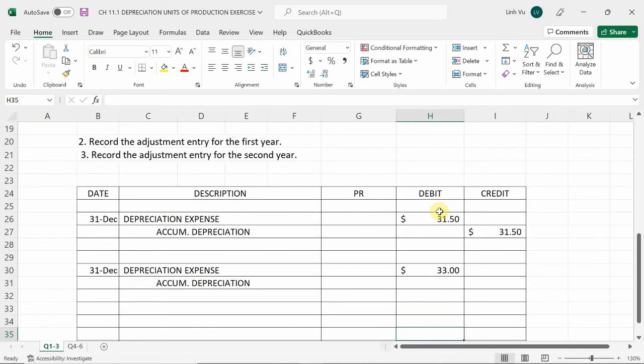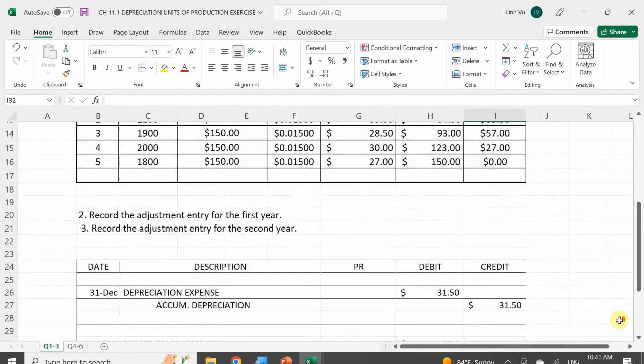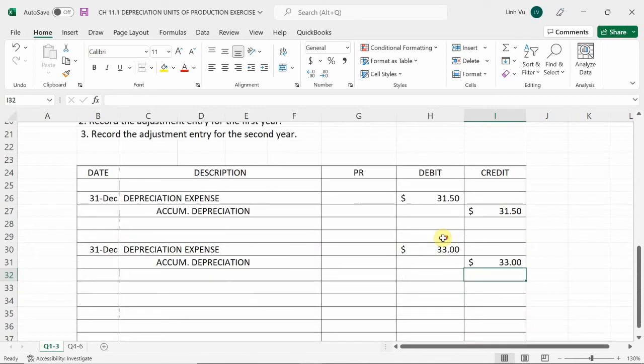Now, what did I mention about the accumulated? This is your journal. Does that make your debits and your credits match? No, so it would be the $33 again. Yes. Now remember, whatever accumulated depreciation is in your table, this is what's reflected in your ledger. This is your account balance in your ledger. Okay. All right, good job.